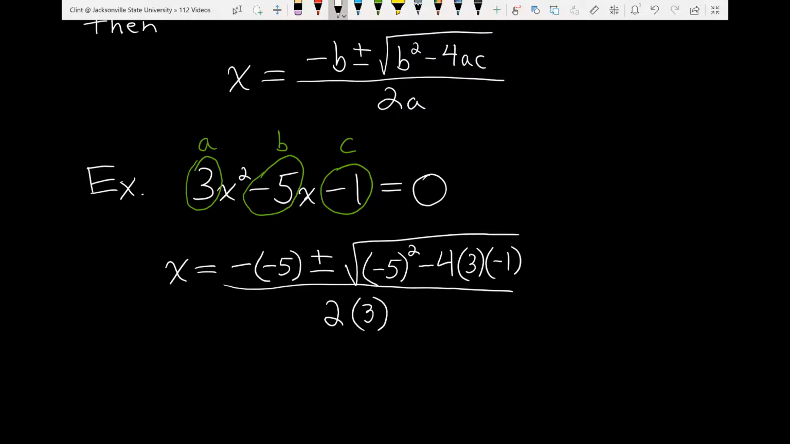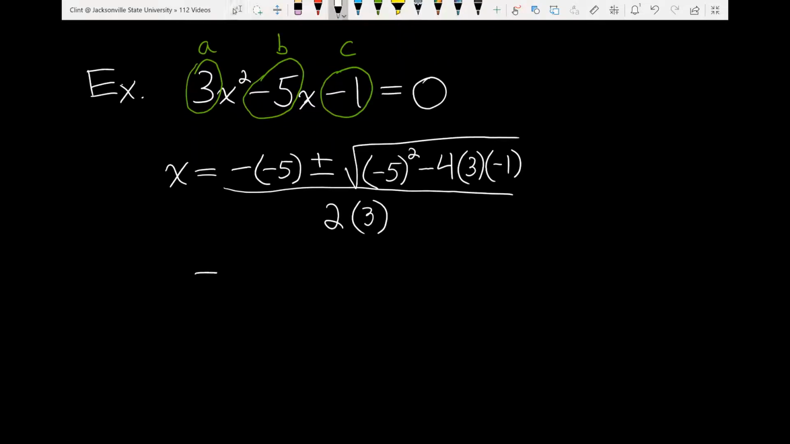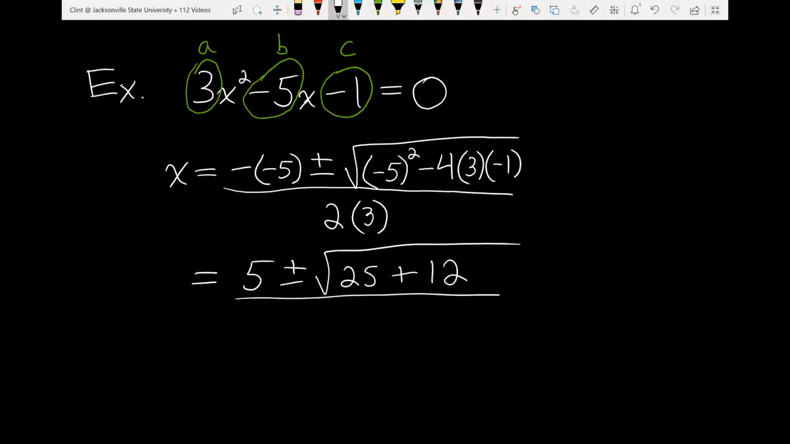Now we have our solution, but we need to simplify. We have a lot of simplifying to do here. First of all, let's get rid of our double negative sign. Negative negative is positive. Then we have negative 5 squared, which is positive 25. We have negative 4 times 3 is negative 12. Times negative 1 is positive 12, so plus 12. The whole thing is divided by 6.